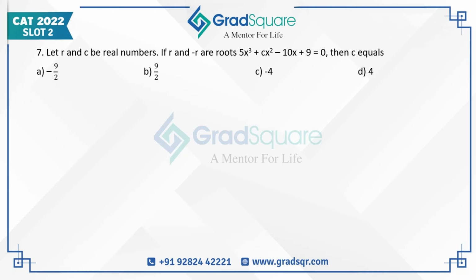Let r and c be real numbers. If r and minus r are the roots of this equation, then c equals what is the question. Now, this given equation is a cubic polynomial. That means it will have 3 roots, and 2 of the roots are given as r and minus r, and I am going to take the third root as m.